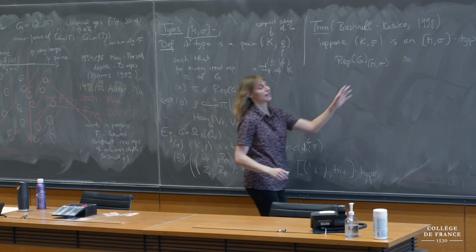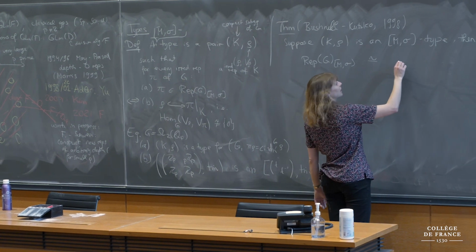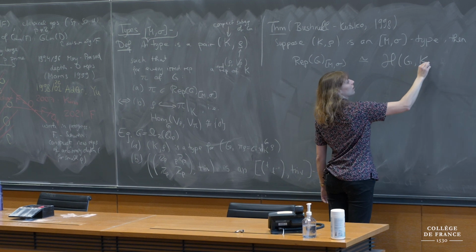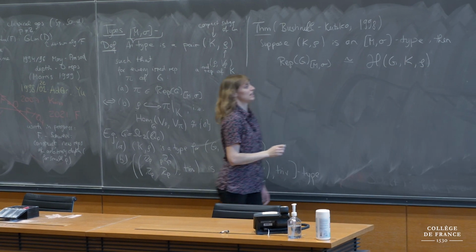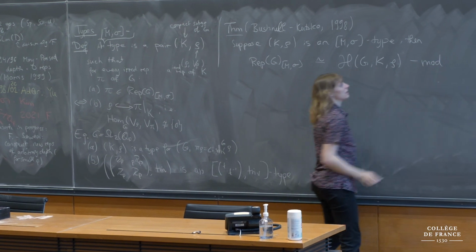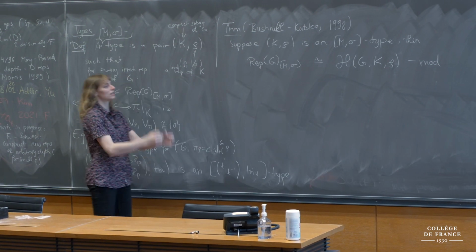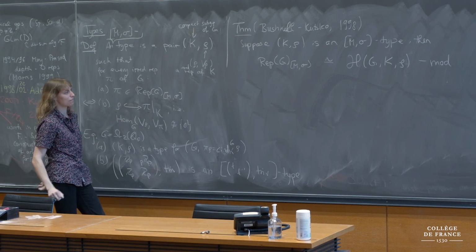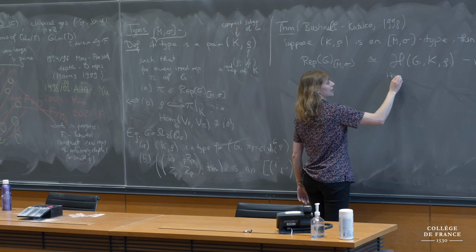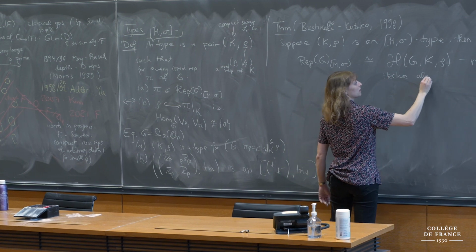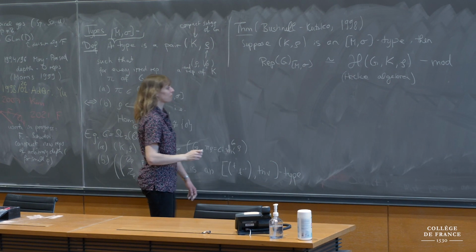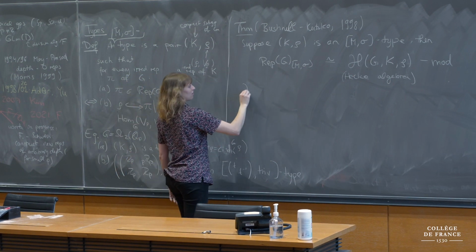category of all smooth representations, this is equivalent to modules over something that I call H of G K rho, and I'll say in a moment what this is. So it's equivalent to unitary modules over this object H. And what is H? H is a Hecke algebra. Hecke algebra is a term that's overused, but we call this a Hecke algebra.